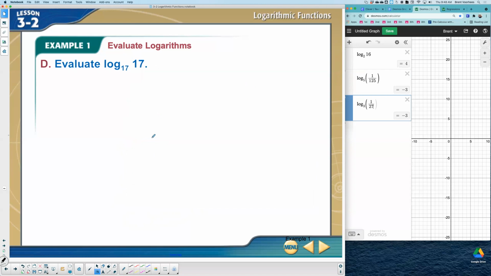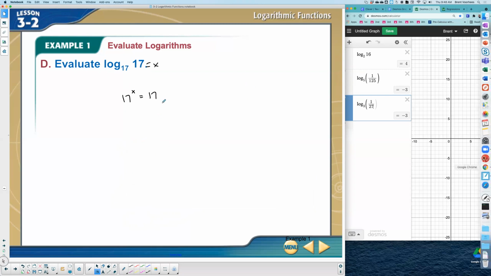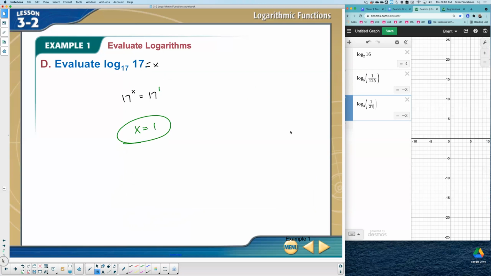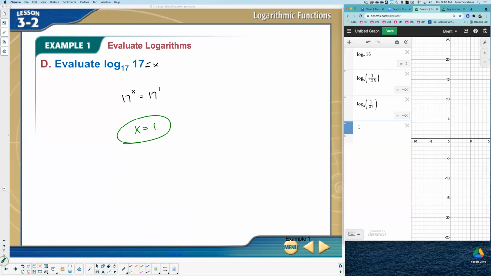Oh, I thought that was going to be done. I'm sorry, I got one more here. Let's do this one. 17 to the power of x, the base is 17, raised to the power of x equals 17. Any takers on what the answer is going to be this time? x equals 1. Yes, 17 to the power of 1 does equal 17.